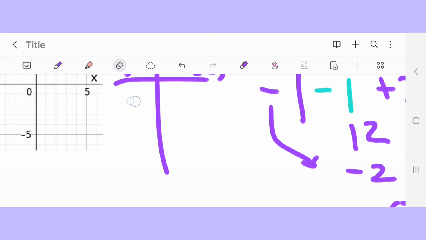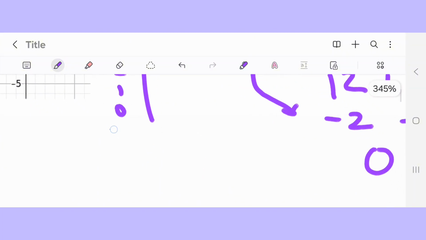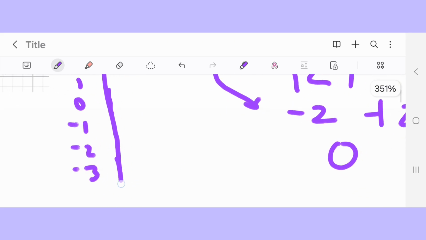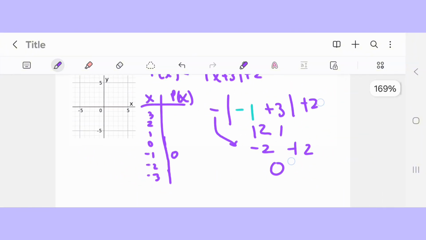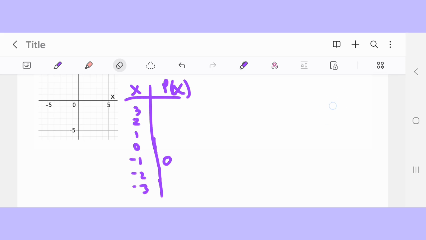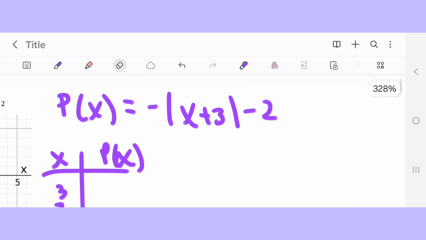Actually, guys, maybe I should go backwards. Okay, you know what? I'm just going to do 3, 2, 1, 0, negative 1, negative 2, negative 3, and so on. We know for negative 1 it's 0. Then I'm going to repeat that for other numbers, and do a couple more examples just so you can get a feel of what it's like to use these piecewise functions, particularly with the absolute value.